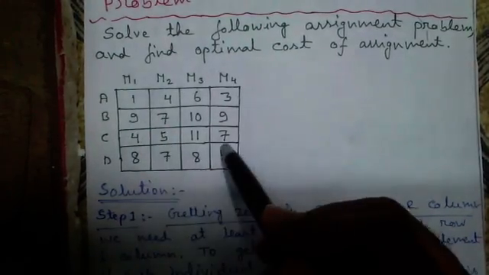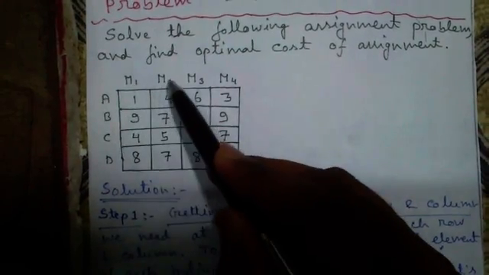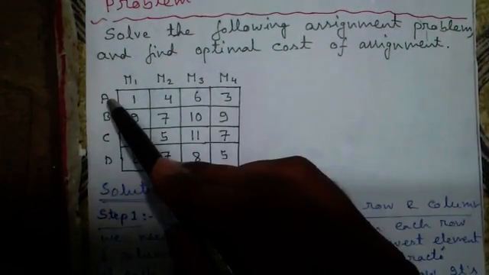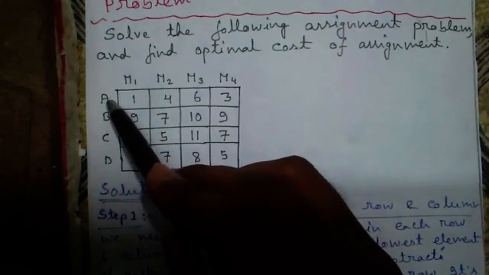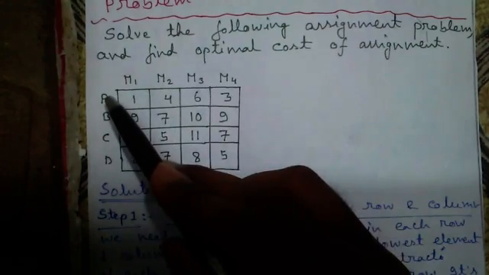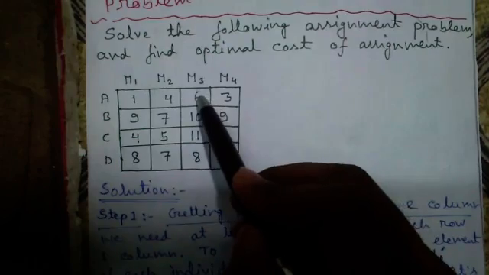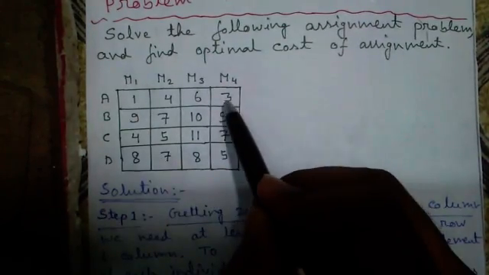This is called a cost matrix, and 4 persons are there, A, B, C and D, and 4 machines M1, M2, M3 and M4. If we assign machine 1 to person A, our assignment cost will be 1 unit. Similarly, assigning machine 2 to person A, cost is 4 units, machine 3 to person A, cost is 6 units, and machine 4 to person A, cost is 3 units.